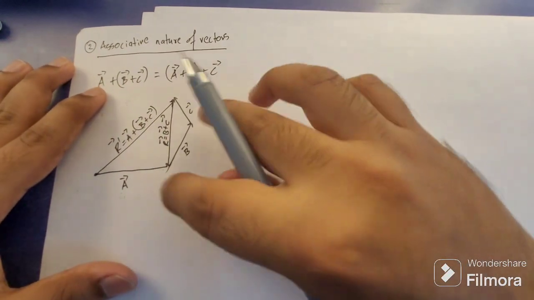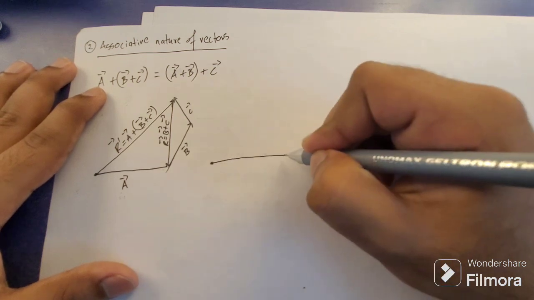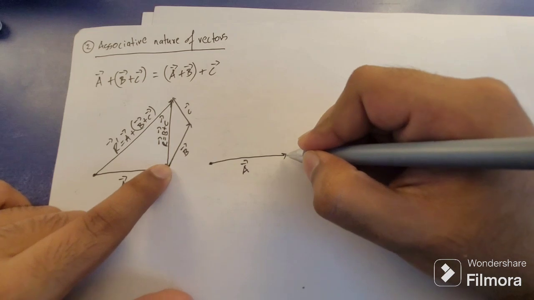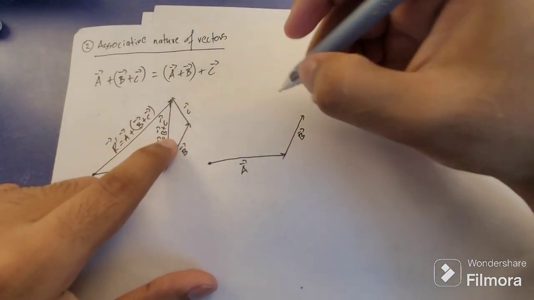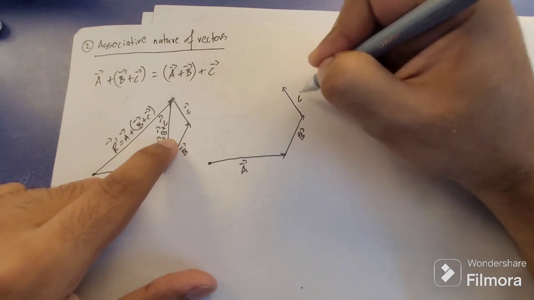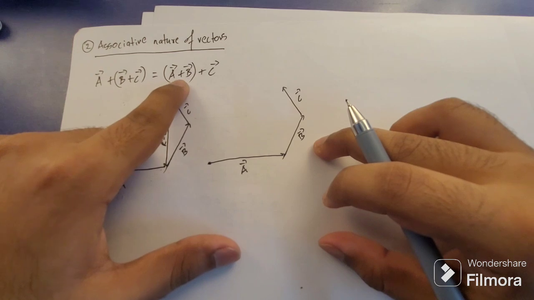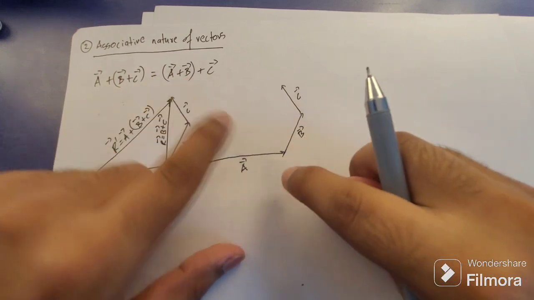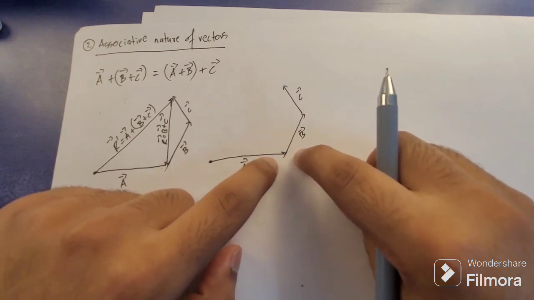Let us again take a similar representation. We'll take an A vector, then we'll take a B vector in a similar way, and we'll again take a C vector in a similar way. Now, according to the right hand side of this equation, we need to add A vector and B vector first. We need to calculate the resultant first. So let us concentrate on A vector and B vector in our representation.